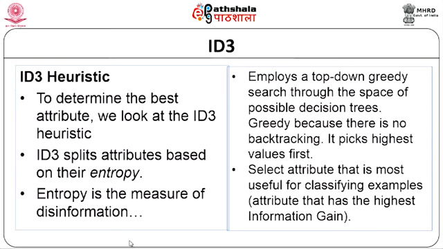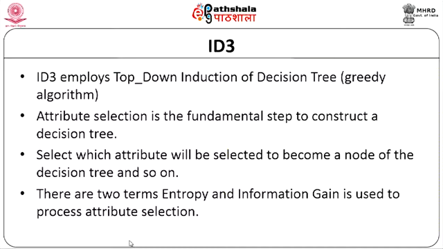It employs a top down greedy search through the space of possible decision trees. Greedy because there is no backtracking; it picks the highest values first, there is no question of backtracking. If you choose the highest value first, the next may not be the best, but still we do not do any backtracking. That is why ID3 is called a greedy algorithm. It selects the attribute that is most useful for classifying examples, that is the attribute that has the highest information gain. So, ID3 employs a top down induction of the decision tree and it uses a greedy algorithm. Its attribute selection is the fundamental step to construct the tree, and ID3 helps you to select the attribute to become a node in the decision tree.